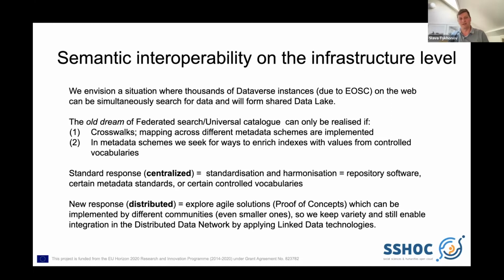We started implementation in two directions. The first direction is crosswalks, so we are actively mapping across different metadata schemas. The second is controlled vocabularies. We are spending a lot of time to implement appropriate support for controlled vocabularies that could be installed everywhere, and people can just use controlled vocabularies from other organizations to link data and to share data, and afterwards make it possible for researchers to analyze data. In the previous situation, we had a centralized approach, like for Dataverse NL, where we're running a service for a lot of institutions. But in the new situation, it will be a distributed network of Dataverses, and we want to link everything using semantic web and linked data technologies in the distributed data network.